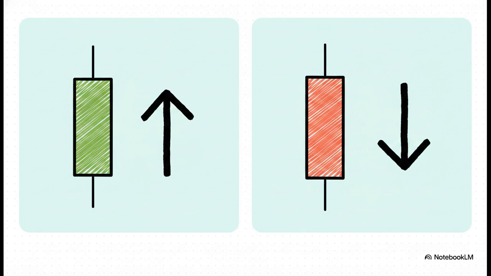A green candle, which we call bullish, just means the price went up during that time frame. Simple as that. The price opened at the bottom of the solid block and closed higher up at the top. On the flip side, the red candle, which is bearish, means the price went down. The market opened at the top of the block, but by the time the closing bell rang, the price had fallen down to the bottom.